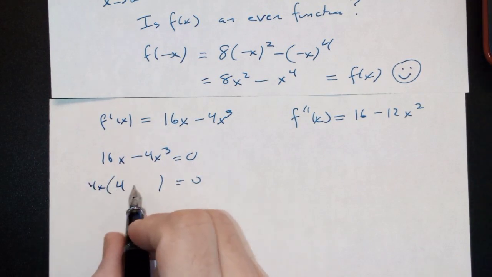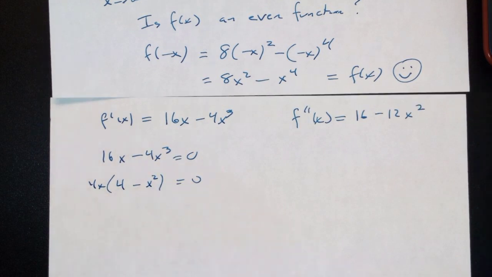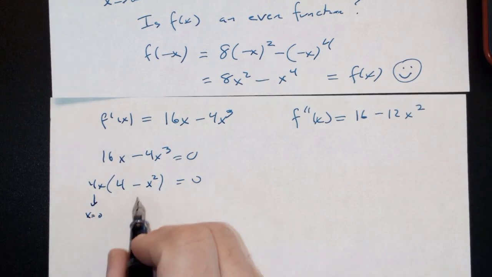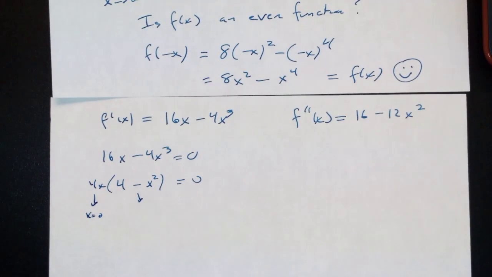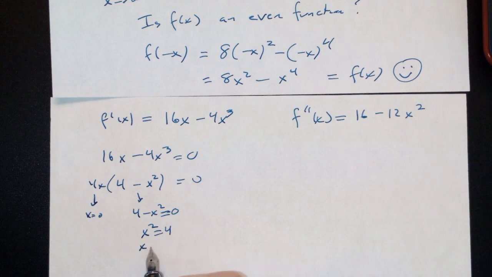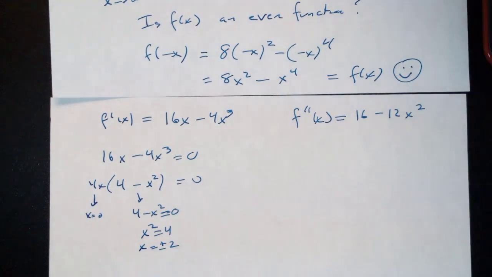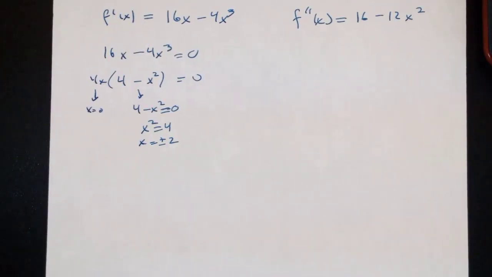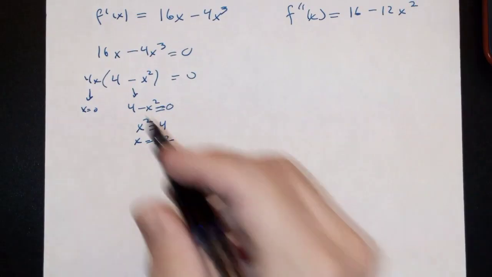If I pull out a 4x, I'm left with a 4 here and an x squared. So either x is 0 or x is plus or minus 2. A number of people on the homework question that asked to find critical values or asked you to find extreme values forgot to do the plus or minus when they did square roots. Be careful. So what do I do now?